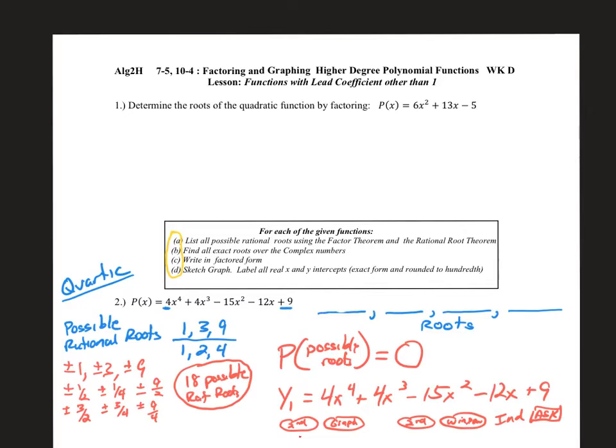So take a moment to make sure that your calculator is set up this way. So right here, second window, independent needs to be ask. Dependent should be set on auto. And then type the polynomial into your y equals. And then what you're going to do is systematically type in those possible rational roots.